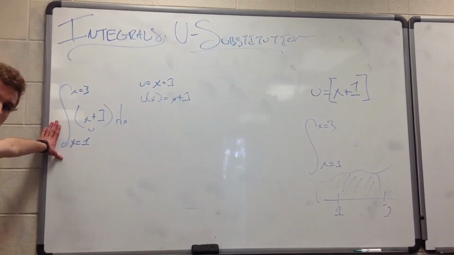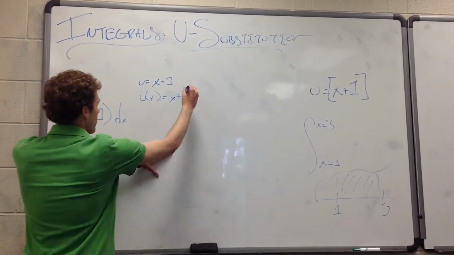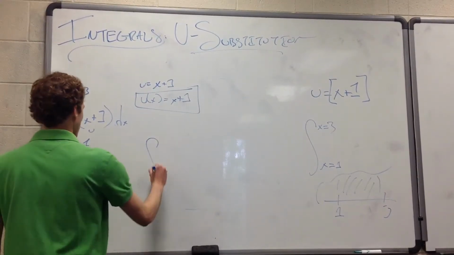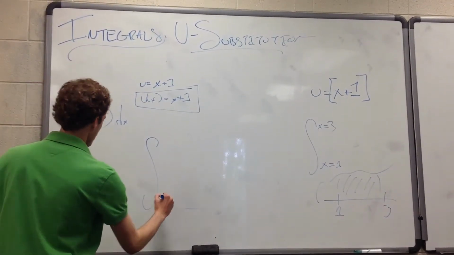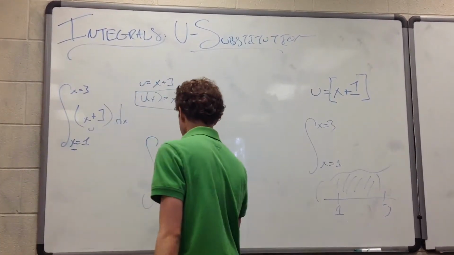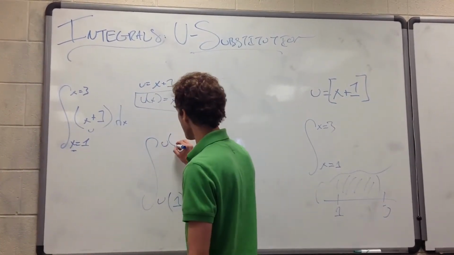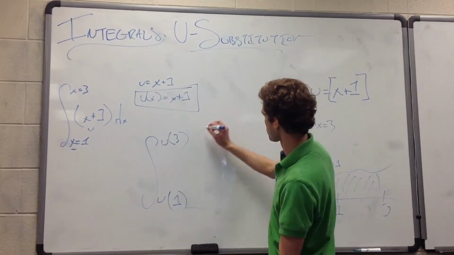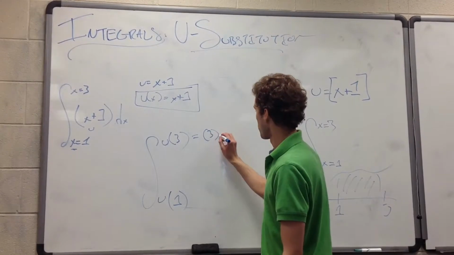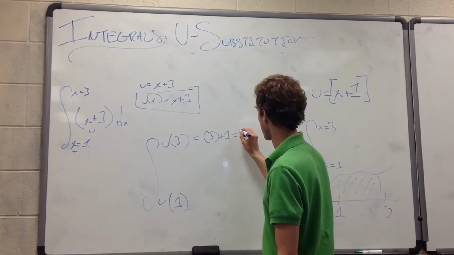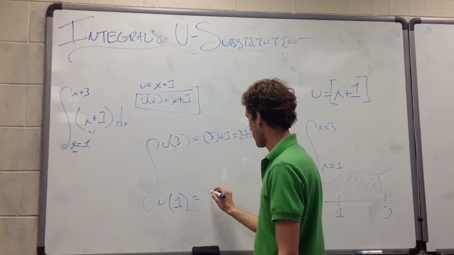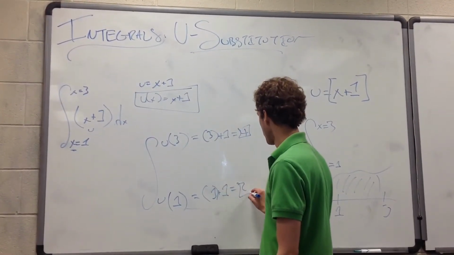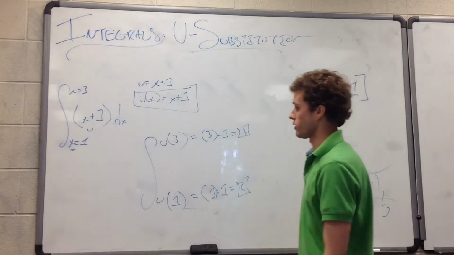So what does that mean we can do? We can use this function right here to go ahead and change the points on the interval of our integral. So this is u of x, right? This is u of 1, and this is u of 3, okay? Well, what is this? This is our function x plus 1, so this is just 3 plus 1, which is 4. And this is just 1 plus 1, which is just 2.